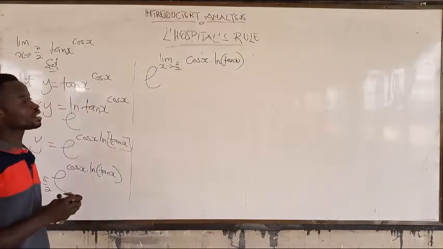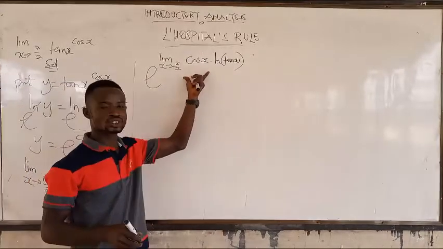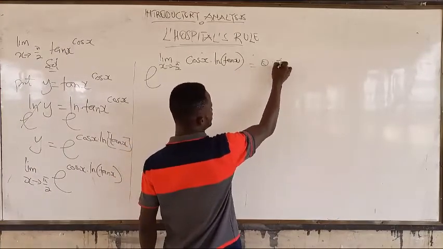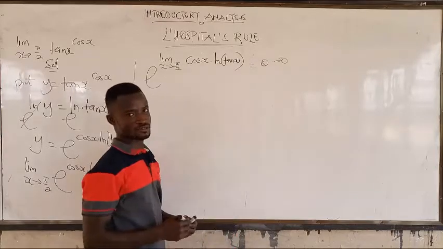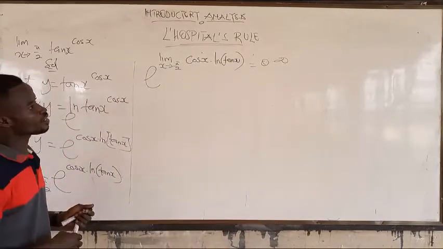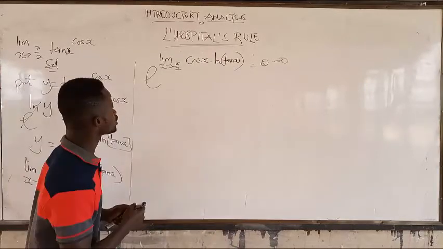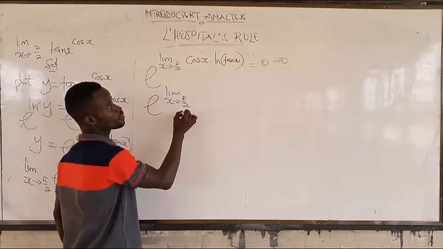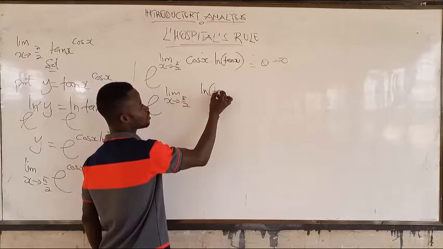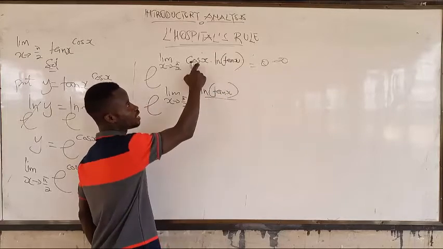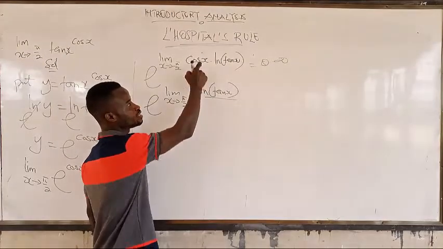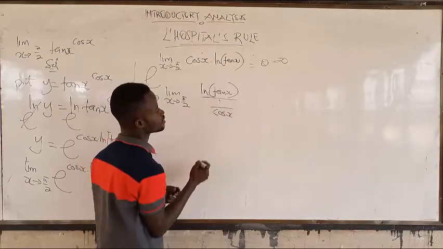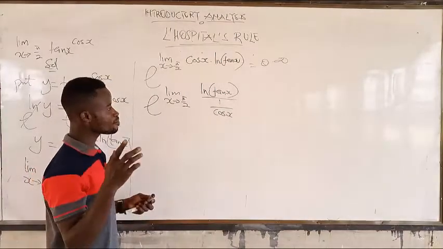Very good. And now, what I'm saying is that if you try to take the limit here, you end up getting 0 times infinity. This means that we need to apply our algebra. So by applying our algebra, we get ln tan x over, and as I said, you take the inverse of it, which is 1 over cos x, and this is going to be the same as this.